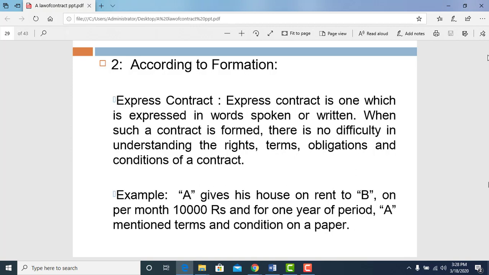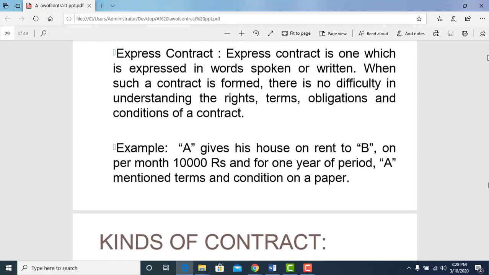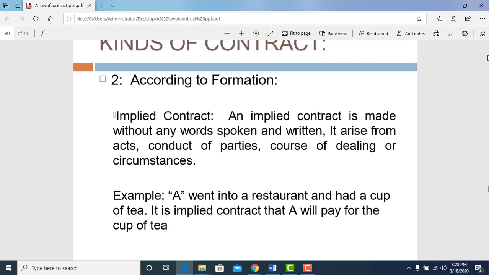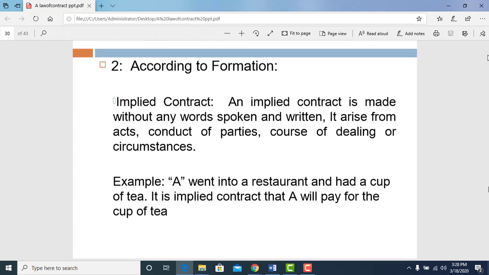contract. Example: A gives his house on rent to B at rupees 10,000 per month for a period of 1 year. A mentioned the terms and conditions on paper. Very simple. According to formation, implied contract. An implied contract is made without any words spoken or written. It arises from acts, conduct of parties, course of dealing, or circumstances. Example: A went into a restaurant and had a cup of tea. It is an implied contract that A will pay for the cup of tea.